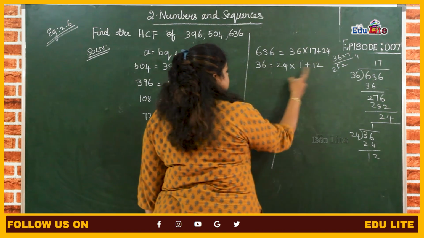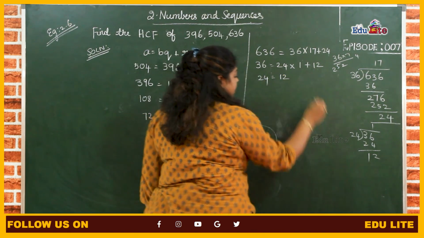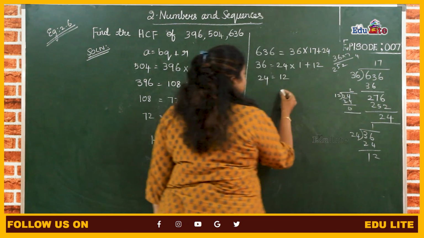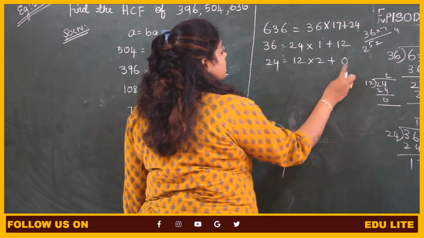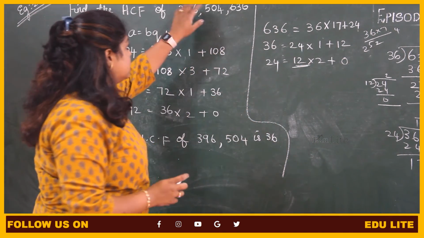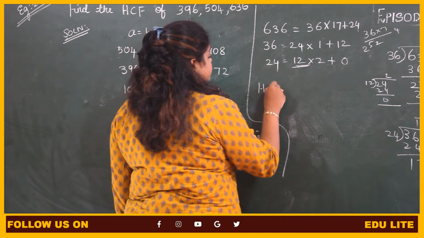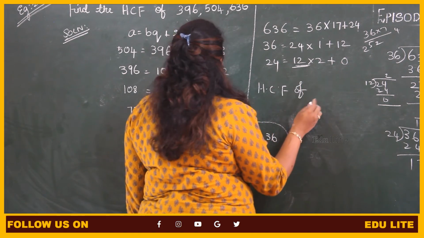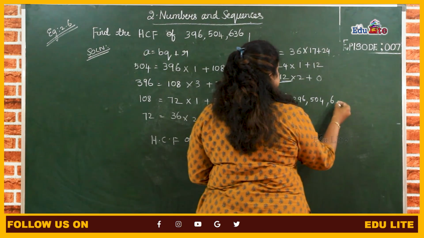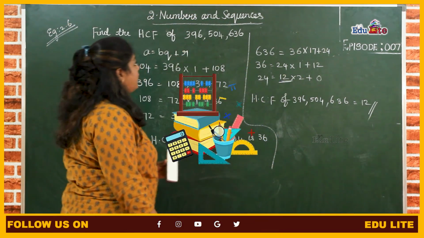Next, again the remainder is not equal to 0. We have to consider the dividend as 24 and the divisor as 12. 24 divided by 12, 2 times 12 is 24, remainder 0. 12 into 2 plus 0. So the remainder has become 0. The divisor in that step is 12. So the HCF of all the 3 numbers 396, 504, 636 is 12. So this is how we find the HCF of 3 numbers.